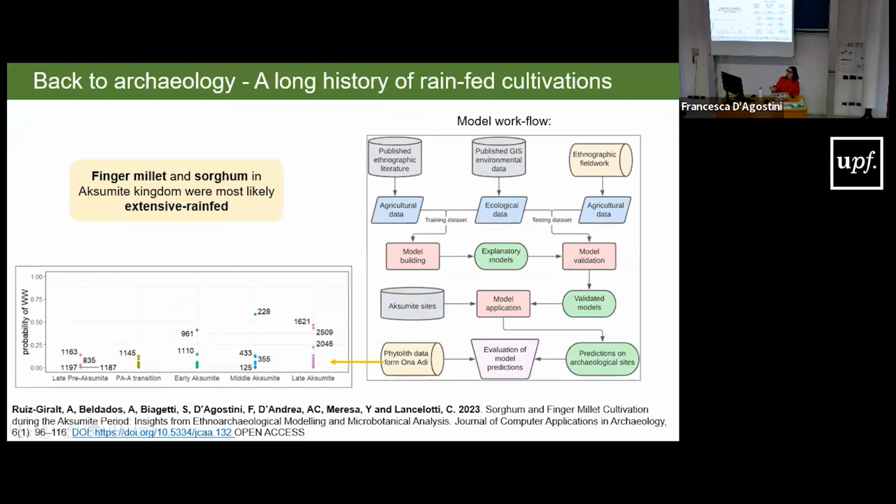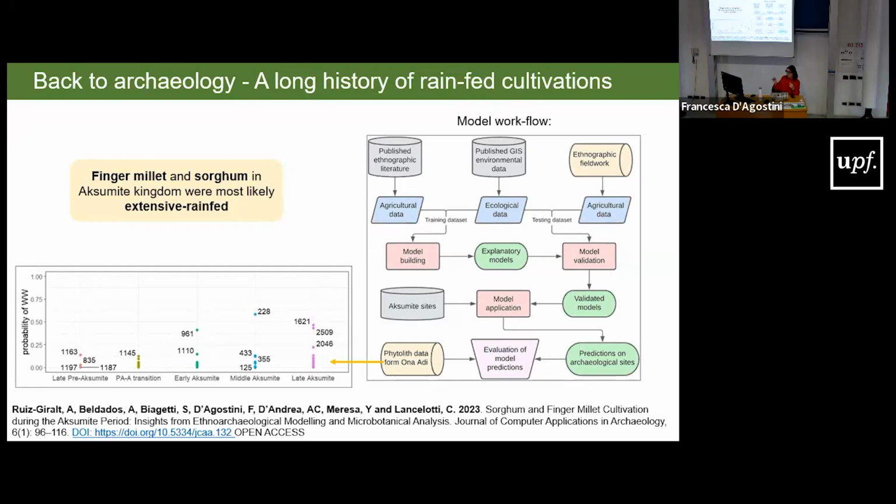Again, here is a second example of the application of the model to archaeology. This study was conducted again by colleagues, by Abel and colleagues of the RAINDROPS. And in this case, the research was carried out in Ethiopia with the aim of reconstructing the cultivation practices during the Aksumite Kingdom. In this case, the methodology was a little bit more complex because it also involved the construction of a model based on ethnographic and environmental data. And I included here the model workflow that was used to construct the model.